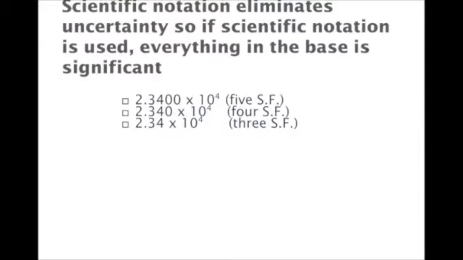Scientific notation eliminates uncertainty. So if it's in scientific notation, everything in the base is significant. So for example, this would have 1, 2, 3, 4, 5 significant figures. This one has 1, 2, 3, 4 significant figures. This one has 3 significant figures. So if it's in scientific notation, you don't even have to worry about those rules we just went over. It is automatically significant.